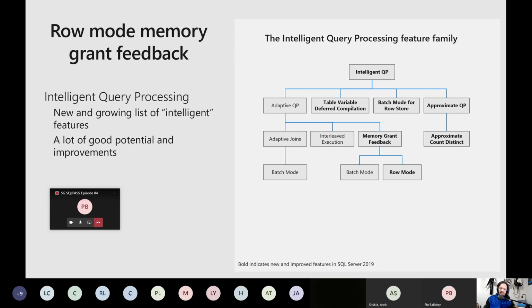This feature actually exists in 17, but it only works for batch mode operations. And now in SQL 19, it works for both row mode and batch mode operations. So it doesn't matter if you do or do not have a columnstore index in the tables. So let me show how cool this is.